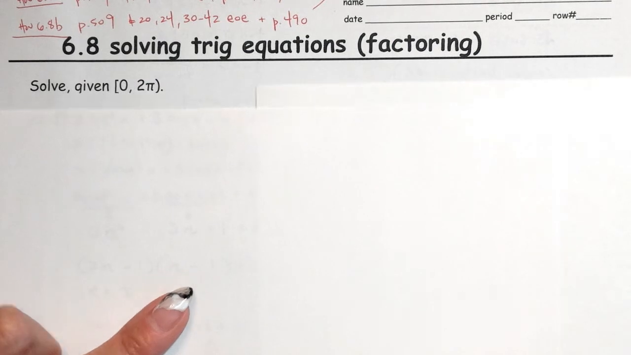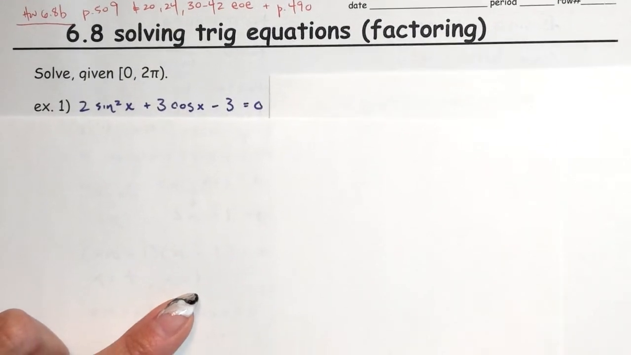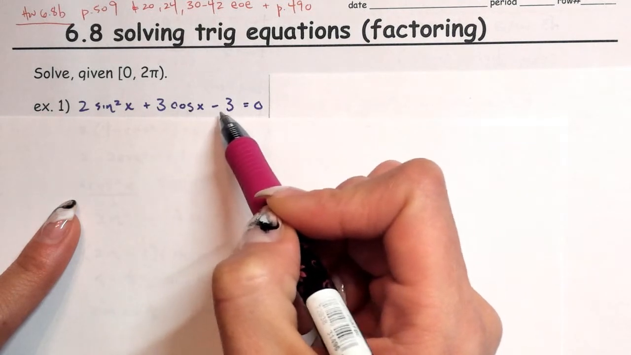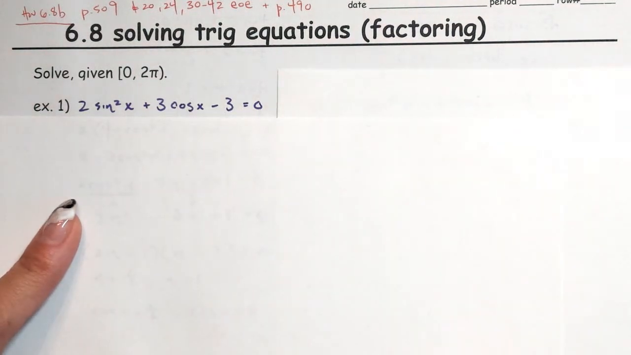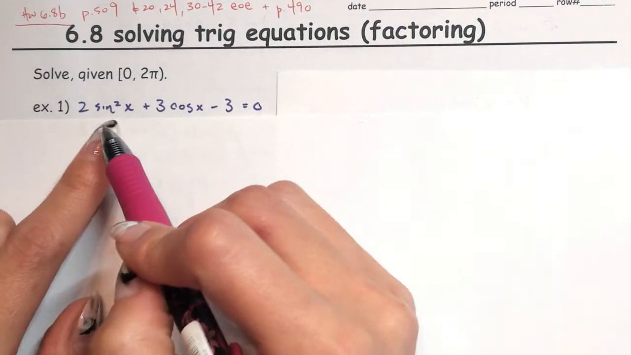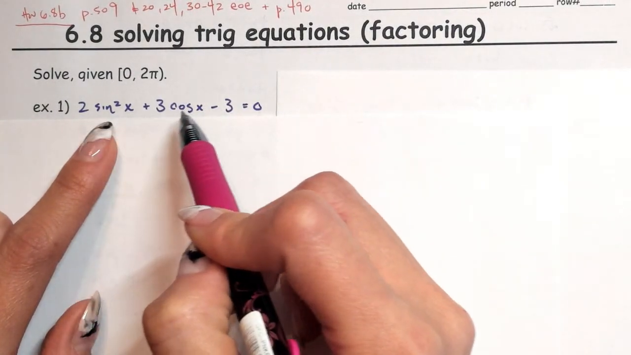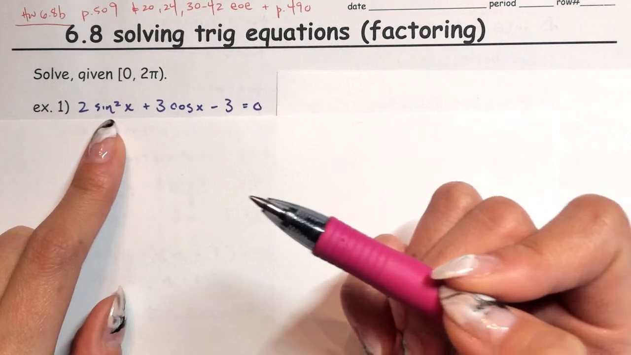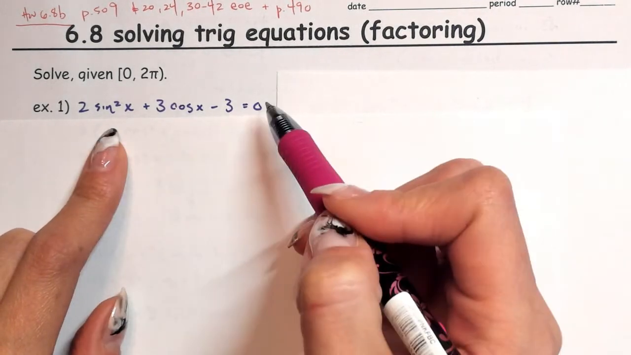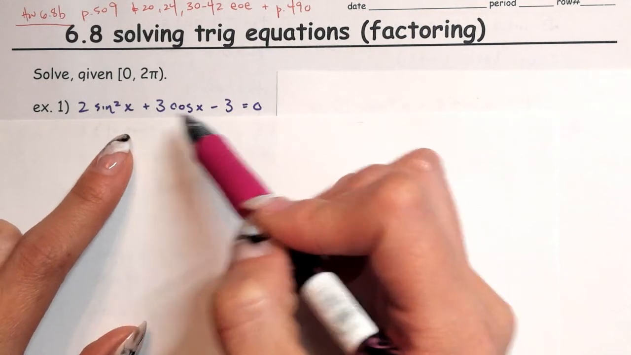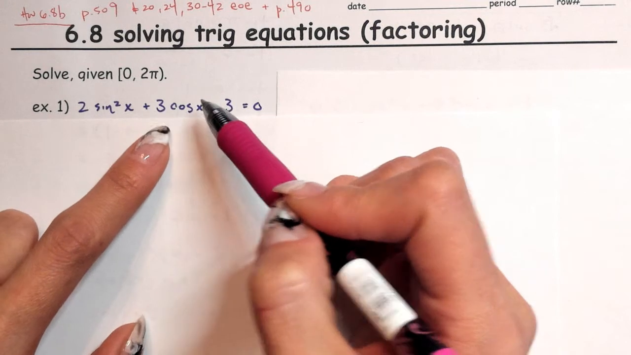So for number 1, you're going to write down 2 sine squared of x plus 3 cosine of x minus 3 equals 0. I know it looks very different. So here's the first thing we have to do. We have to make it so that all of our trig functions are the same kind of trig function. So that's going to help us out, okay? So how do you make a sine squared into a cosine? How do you make a cosine into a sine?